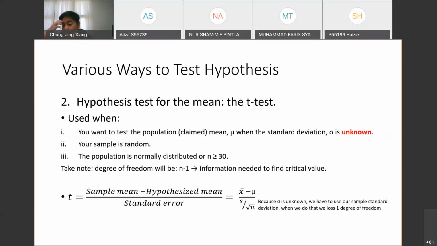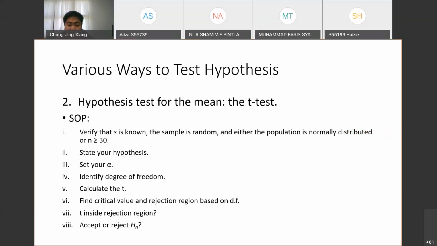Okay, so remember, when you want to test the mean but you don't know the standard deviation, you use the t-test. The SOP is very similar. Same thing, verify if the standard deviation is known. If you don't know it, you have to make sure the sample is random and normally distributed, or the sample size is more than 30.